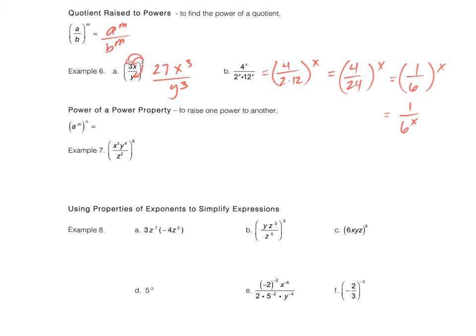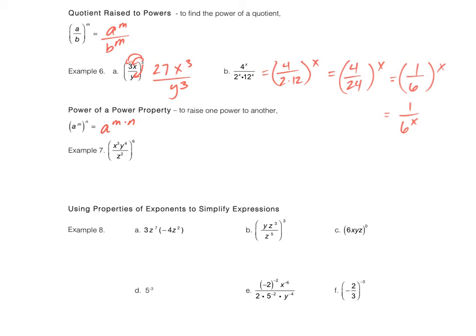Our final exponent property is the power of a power. So if I have something that is already raised to a power and then I apply another power to it, in this case it's going to be a to the m, all of that to the power of n, is a to the m times n.